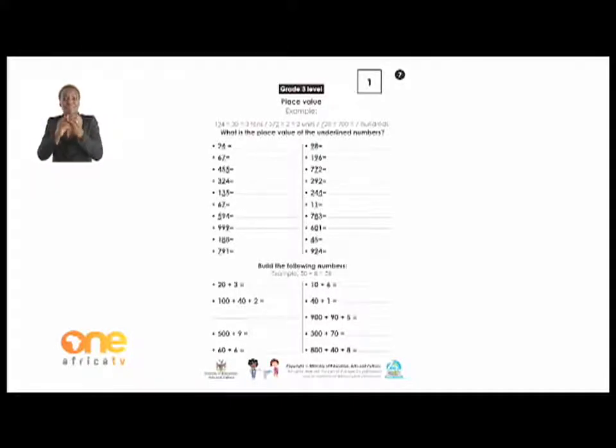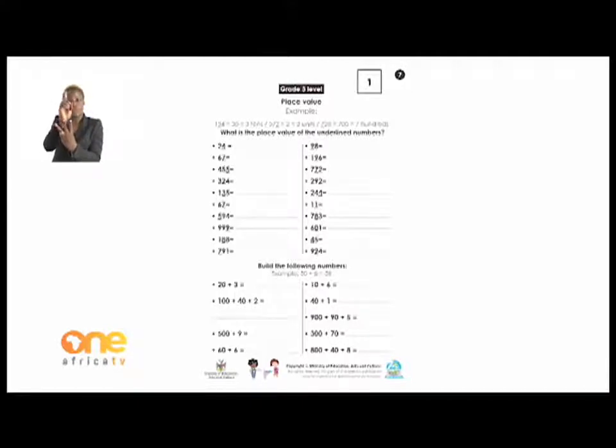So in a number, we have the hundreds, the tens, and the units. For example, you have been given an example there. Look at the digit that has been underlined. Is it at the place for the hundreds, or the tens, or the units? We can see the middle one stands for the tens. So the tens is the one that has been underlined.